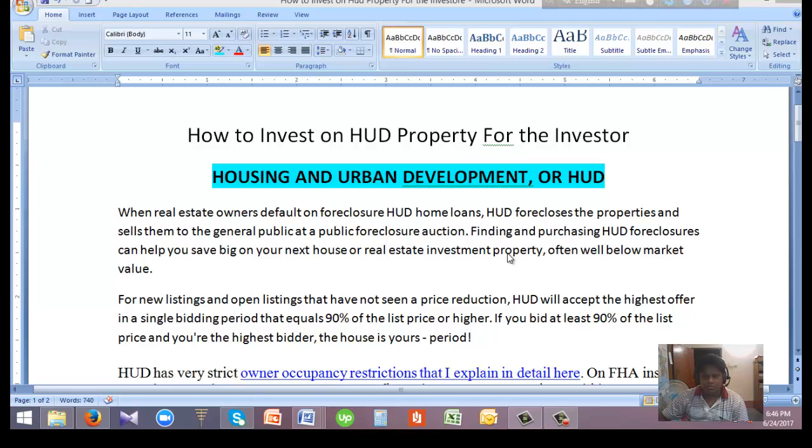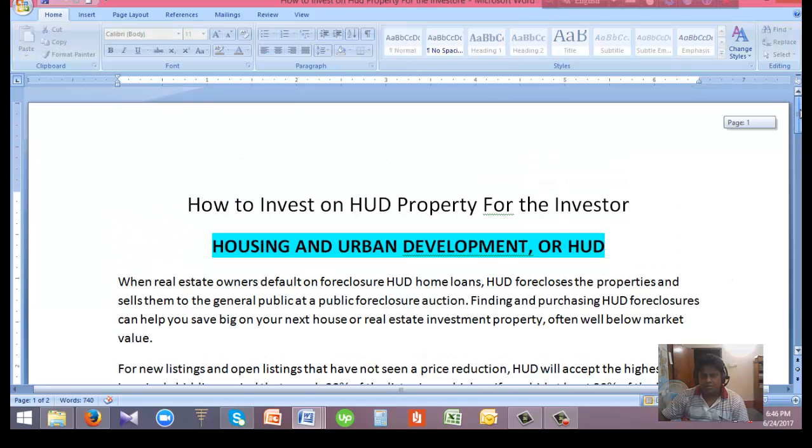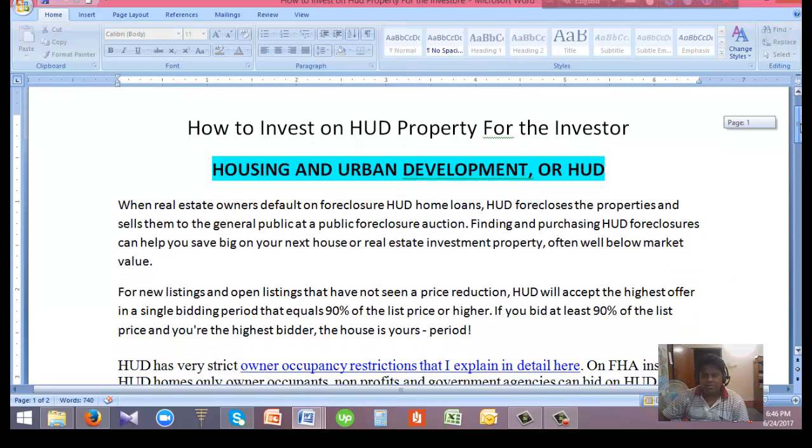And today I will describe how we can run comps on HUD property and determine the ARV for our HUD property. Before this, we have to discuss what HUD property is, what the risks are, and how we have to bid on our HUD property.